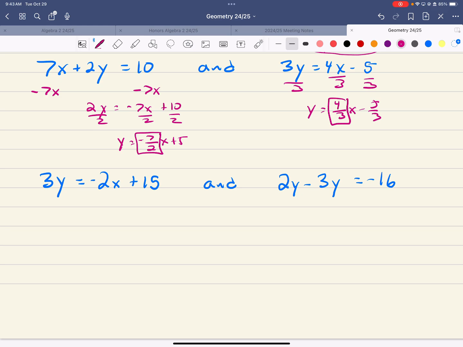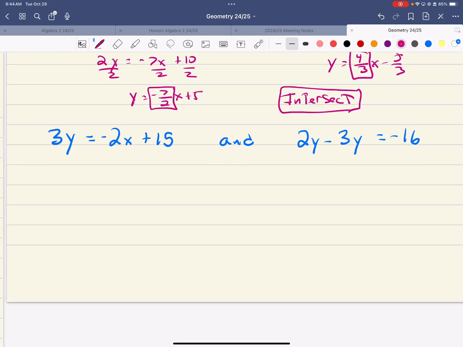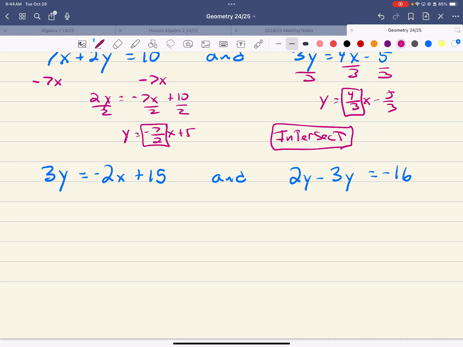No. Are they opposite reciprocals of each other? Nope. So are they perpendicular or parallel? Nope. They just intersect. If they're neither the same nor opposite reciprocals, they intersect. Go ahead and see if you can figure out the last one. Parallel, perpendicular, or neither. Give it a try.